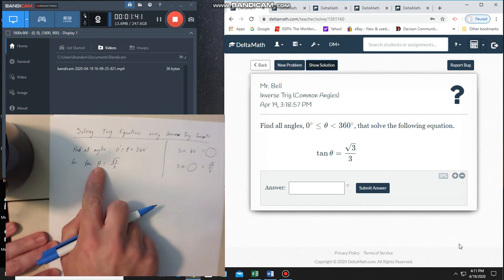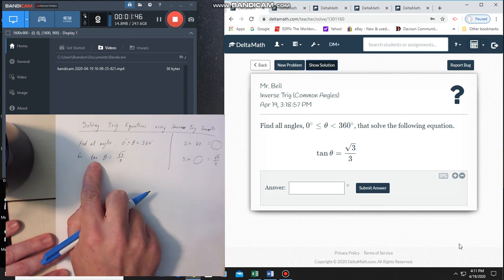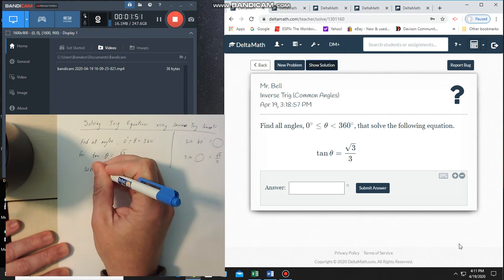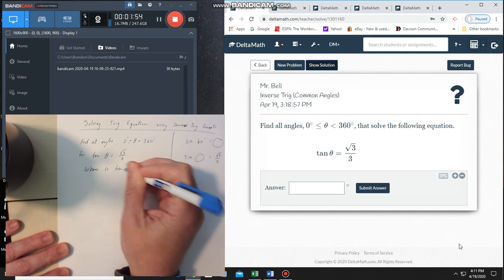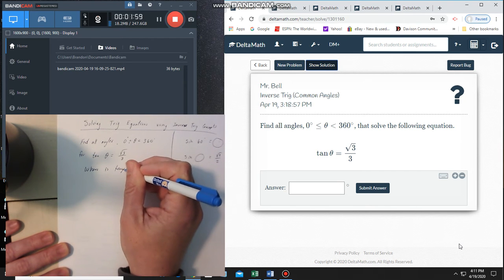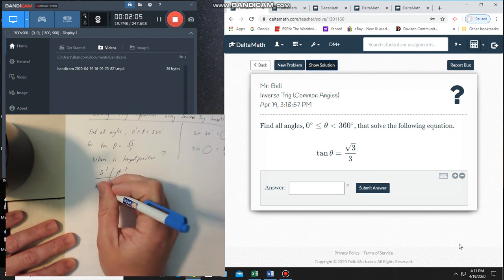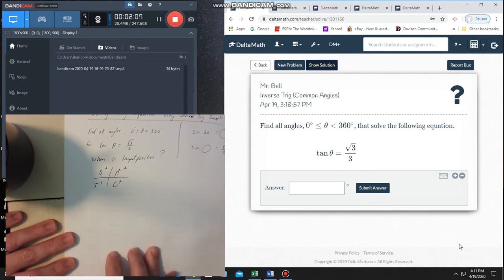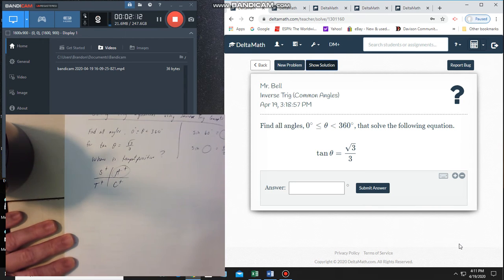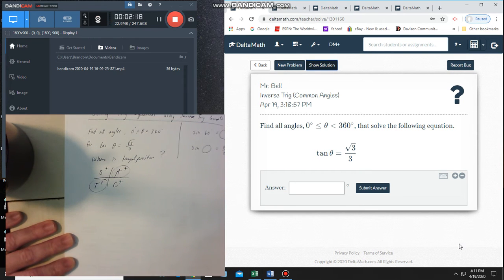Okay, so we need to find this angle that gives us this exact value. Let's start by figuring out where tangent is positive. So where is tangent positive is the question we want to start with, right? Using our rule of signs, we should be able to narrow this down. Tangent is positive in the first quadrant where all are positive, and it's also positive in the third quadrant where only tangent is positive. Okay?